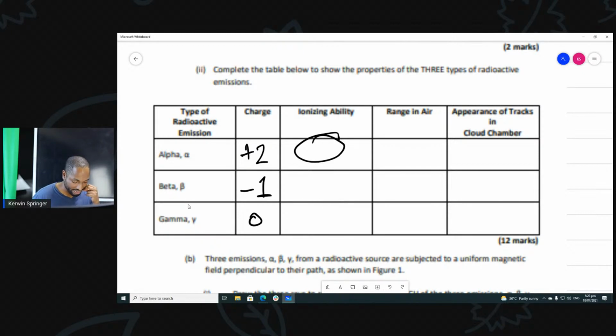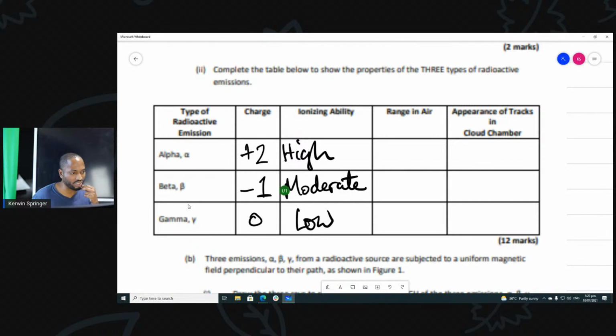Highly ionizing, we can take that. Moderate, and low. Low to non-existent. Strong, weak, fairly weak. Strong. I wouldn't call this particularly weak ionizing ability, but I think moderate in this case would be the better word.